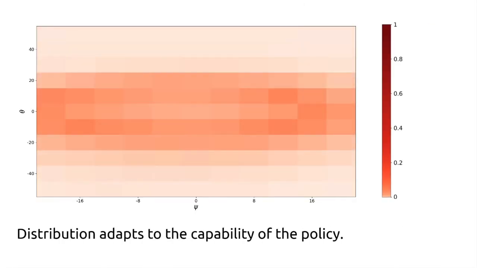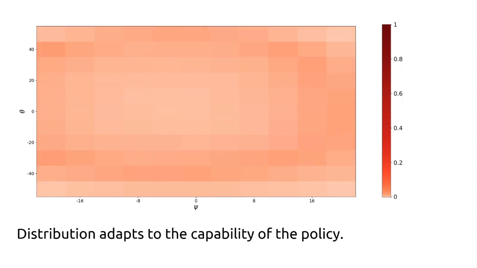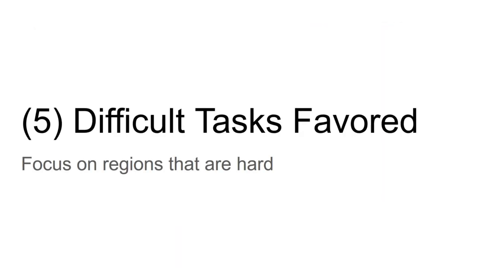The adaptive curriculum observes local task difficulty as quantified by the value function in our reinforcement learning framework. In this approach, the parameter distribution adapts to the capability of the policy. The difficult task favored strategy biases sampling to more difficult step parameters.